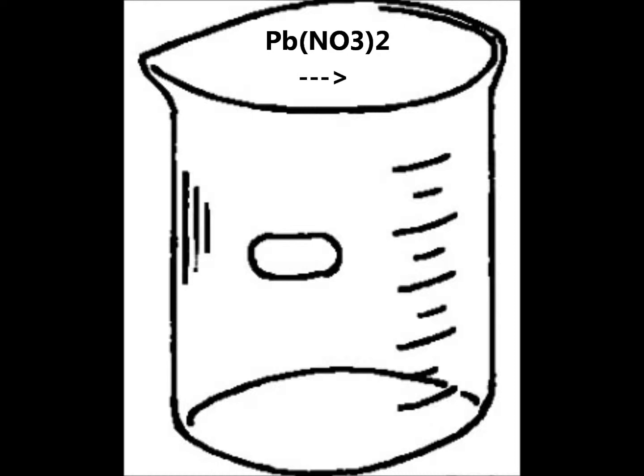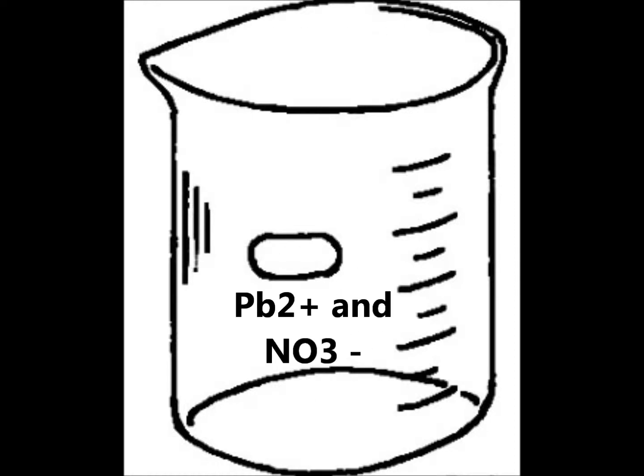Lead nitrate looks like this. It's represented by Pb(NO3)2, and I apologize for the formatting of this. The program I'm using won't let me do the little 3 and the little 2, so sorry. But it is 1 lead and 2 nitrates, and that's going to dissociate into a lead ion that has a charge of +2 and a nitrate ion that has a charge of -1.